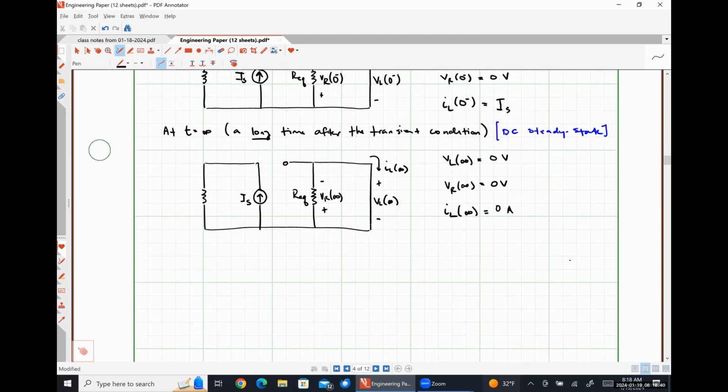So for 0 plus is less than t is less than infinity, this is the transient condition. This is literally all points in time between the moment after the switch changed state until our transient condition is over. So I'm going to write this as the transient condition.